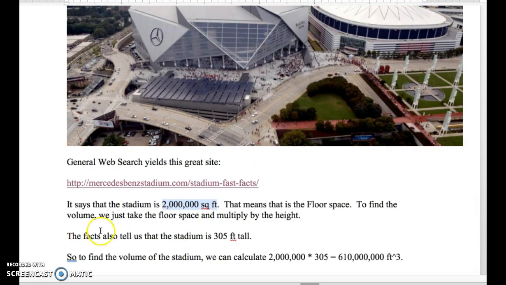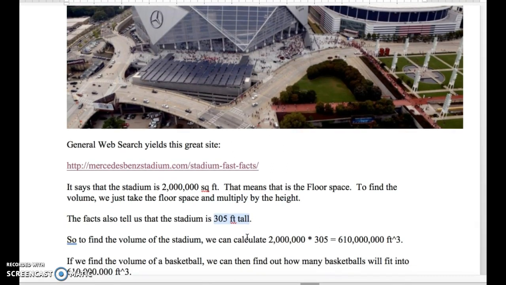And then when we multiply by the height, which was given as 305 feet tall, that was given to us on that website, that can then calculate the volume for us. So you do 2 million times 305, and that gives us 610 billion cubic feet, which is now volume. So this is all the space, not the floor space, but the top to bottom, left to right, entire volume.